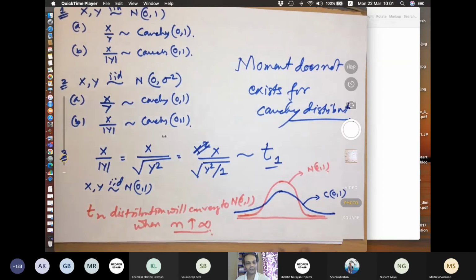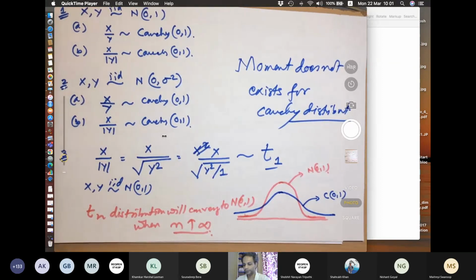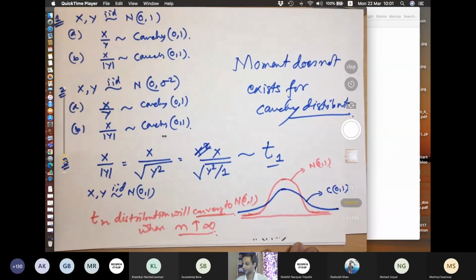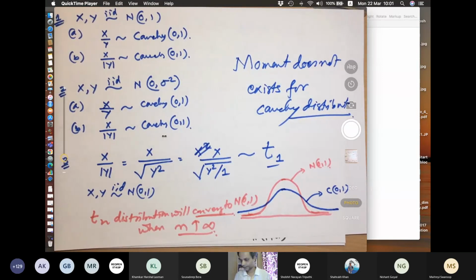So that's it for today. Tomorrow we will try to study this convergence notion, that means the law of large numbers. That is the thing we will try to cover tomorrow. So before we leave, any quick question? I think we are running out of time. If you have any query, you can ask. Otherwise, you go for your next class.